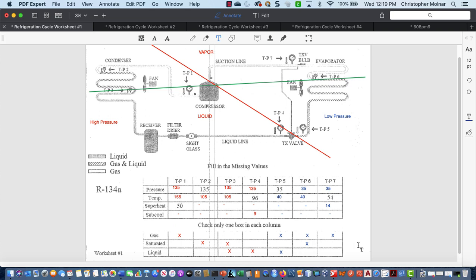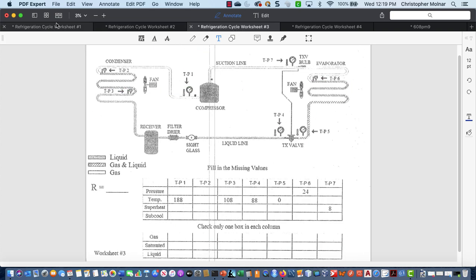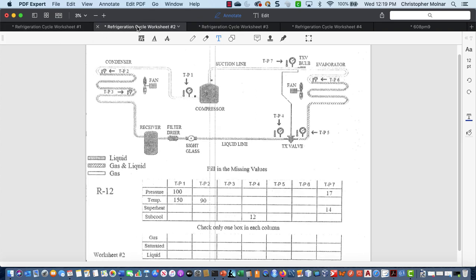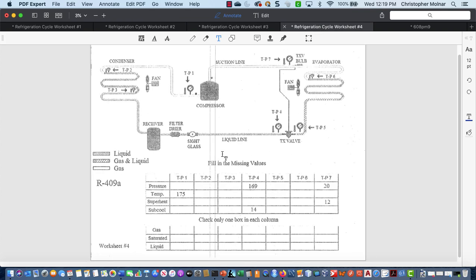So all we're doing is looking at these worksheets and saying, okay, where are we in the refrigeration cycle, and do we understand the differences in the temperatures and the fact the pressures remain the same all the way through one side of it? So having done that one, let's just do number 4. I'll leave you guys to do 2 and 3 on your own.